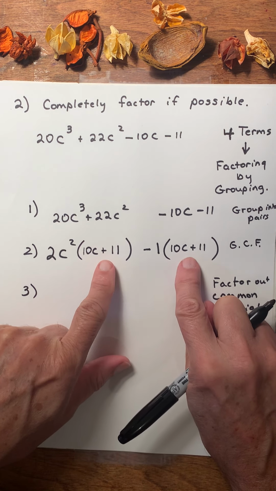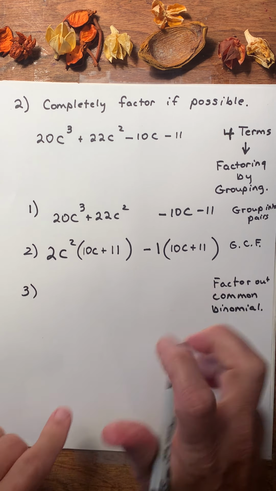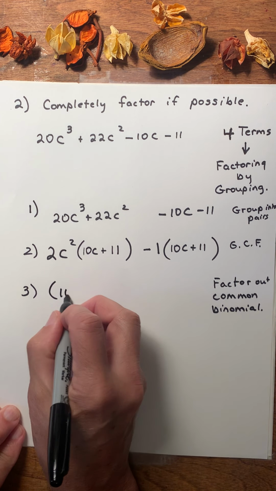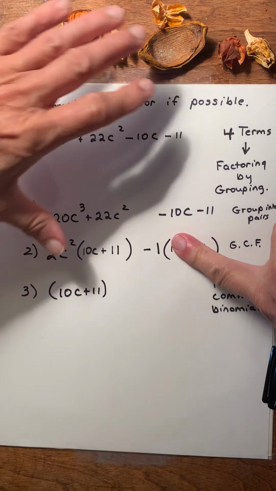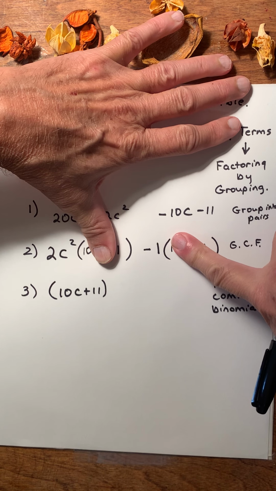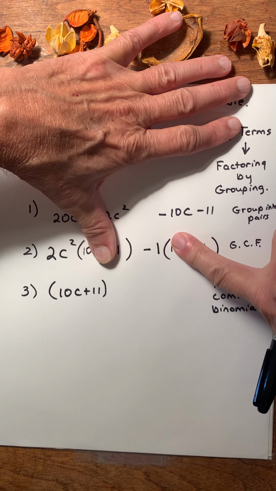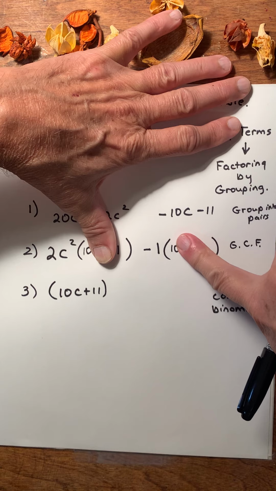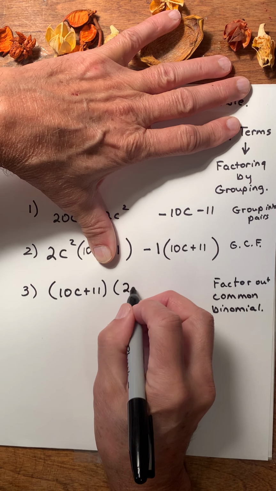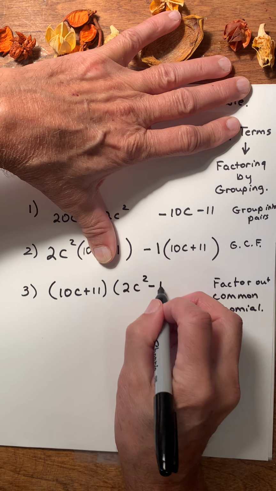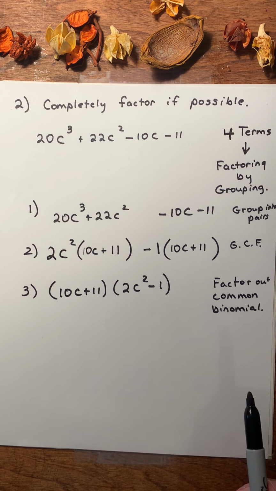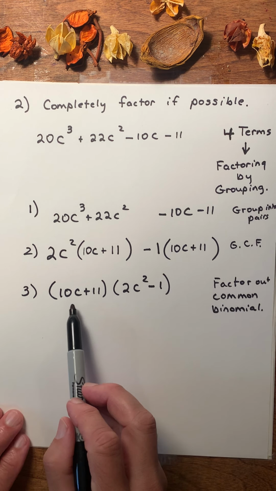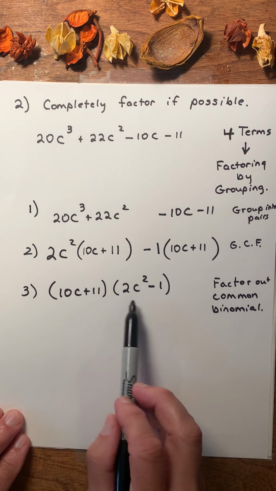So they have this in common, 10C plus 11, so that is a common factor. I'm factoring it out. And when I factor out 10C plus 11, what's left? Why, 2C squared minus 1. It's visible right there. Don't forget to put that in parentheses. That is your second factor. This times that. When I factor with factoring by grouping, I will always end up with a binomial times a binomial.